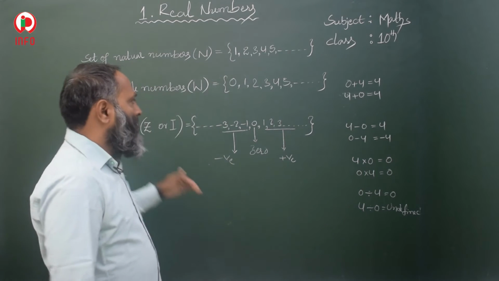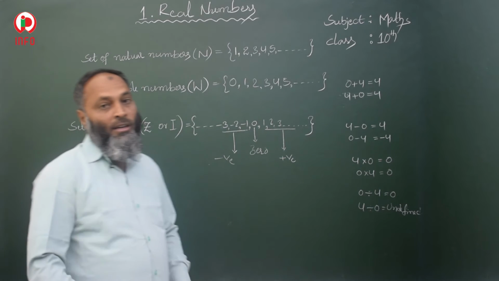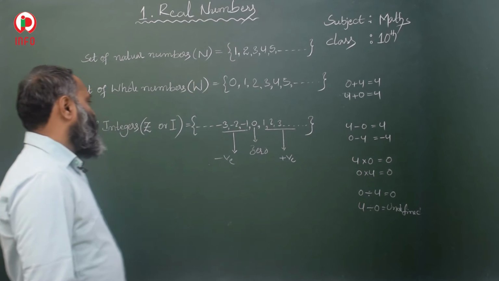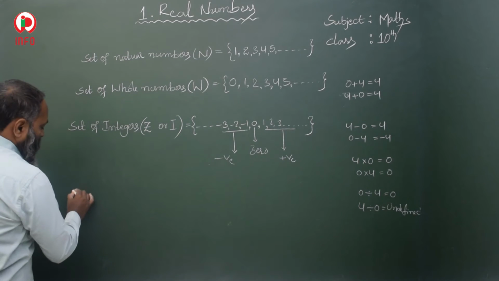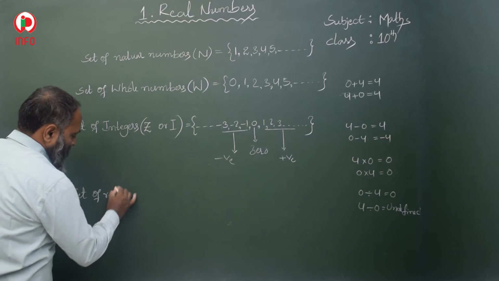Okay. So these 3 number systems we already discussed. Now after that, which number system do we learn? The number system we learn is the set of rational numbers.